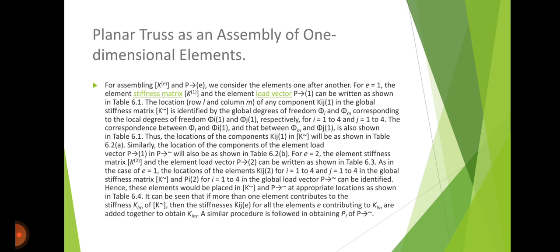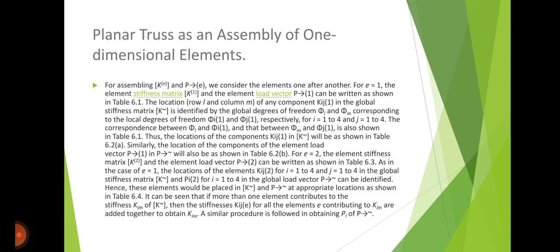Similarly, the location of components of the element load vector P^(1) in P will also be shown in table 6.2. For e equals 2, the element stiffness matrix K^(2) and the element load vector P^(2) can be written as shown in 6.3. As in K and P_i^(2) for i equals 1 to 4, the location in the global load vector P can be identified. Hence, these elements would be placed in K and P at the appropriate locations as shown in table 6.4.